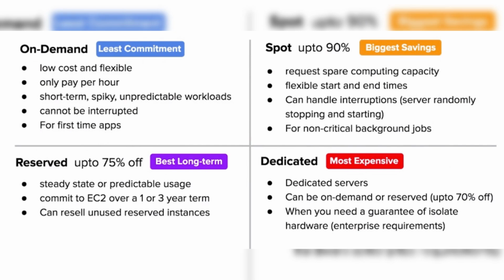Dedicated instances run on hardware that is dedicated to you. You may share hardware with other instances in the same account. You do not have any control over instance placement.